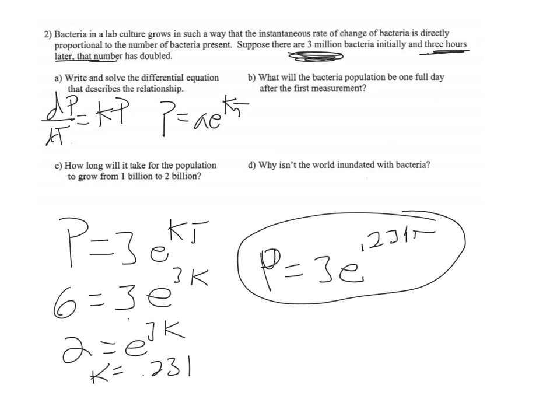So then for B, what will it be in 1 full day? Well, that's 24 hours. So 3 times e to the 0.231 times 24. And when I did this earlier, I came up with 768 million bacteria.